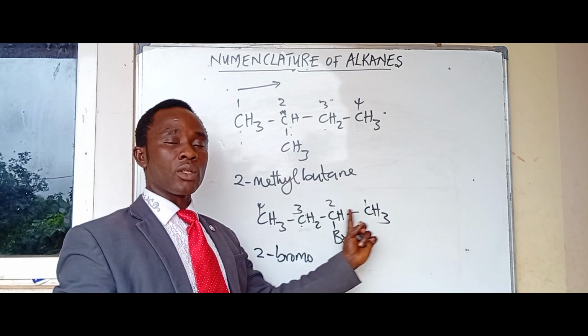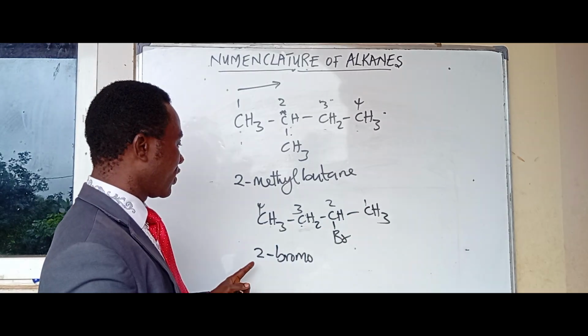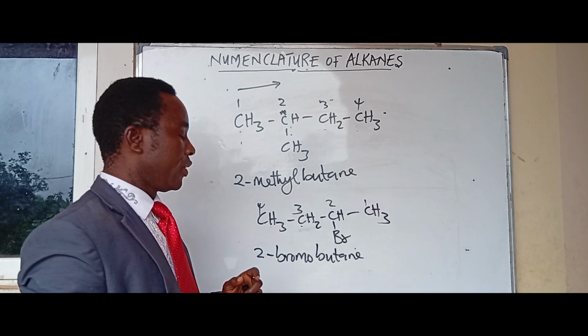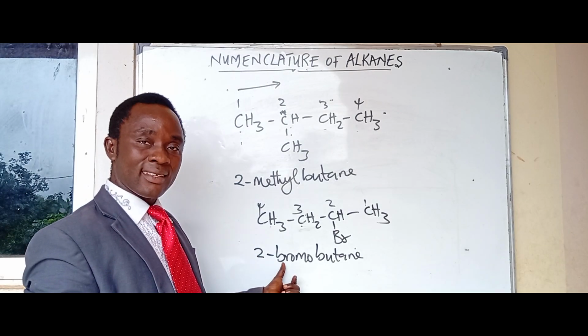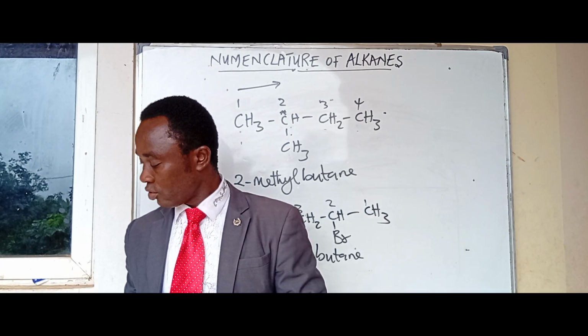Then you now name the main compound, which is 1, 2, 3, and 4. So this is 2-bromobutane. Please always notice that numbers and letters are always separated by a hyphen. So that is rule number 3.